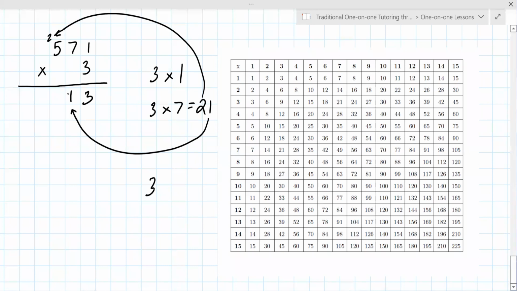So now you take 3 and multiply it by 5, 15. And then you add the carry to it. 15 plus 2. Try again. 17.